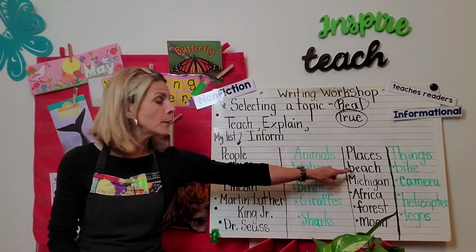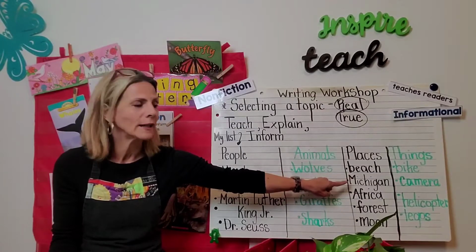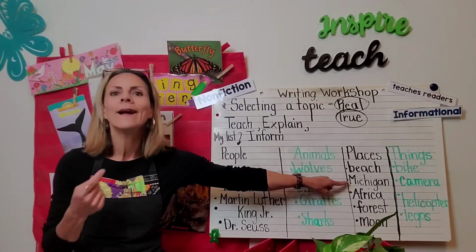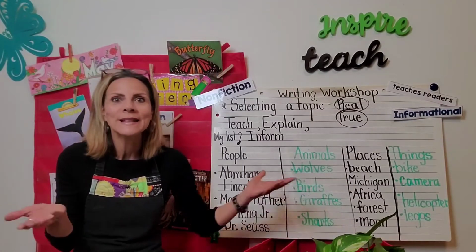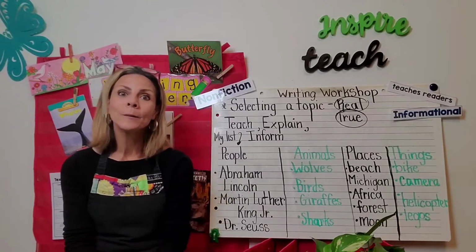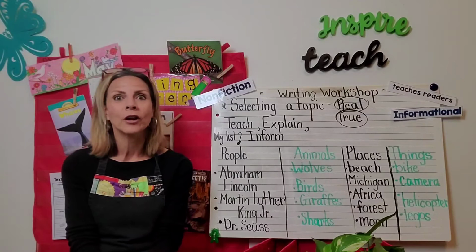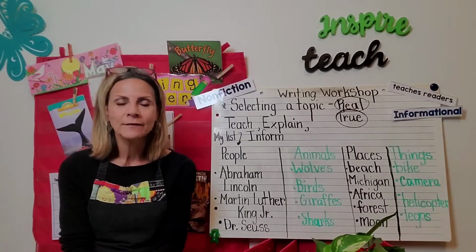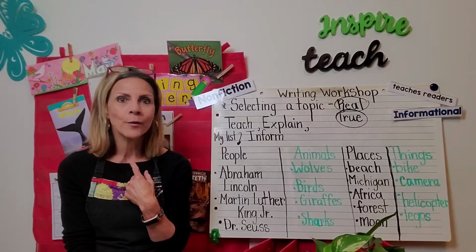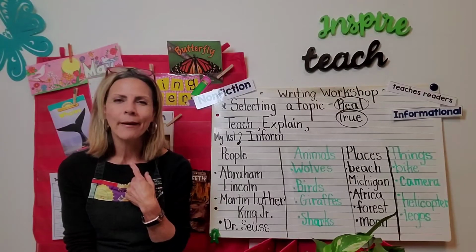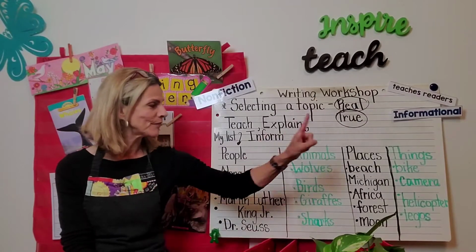Places. The beach. I love to go to the beach, and many people do, so that would be a good writing topic. Michigan. I am from Michigan, so I know a lot about that place, and you know, I'd like to tell other people about my state. Africa. I don't know a lot about Africa, but again, I find it very fascinating. I would like to learn more, so it would definitely be a topic that I might want to find out some more information about to share with others.